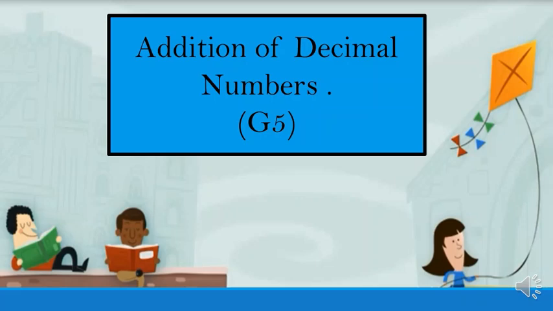Hello, grade 5. Today we will talk about addition of decimal numbers. Look at this example, 49.7 plus 35.2.